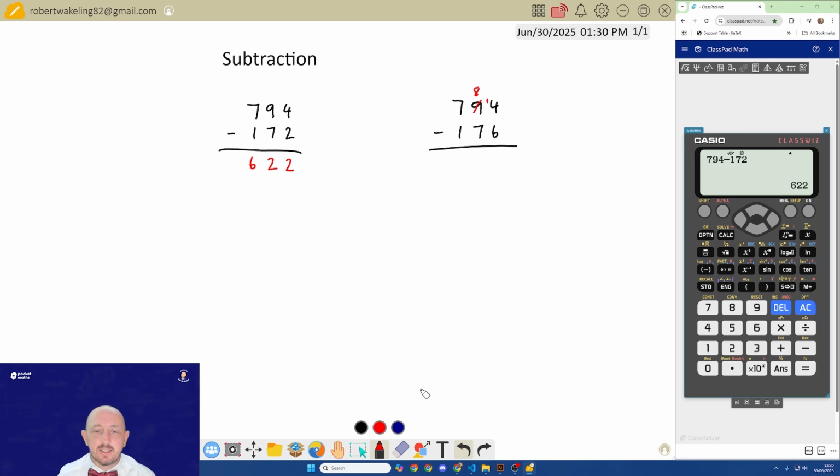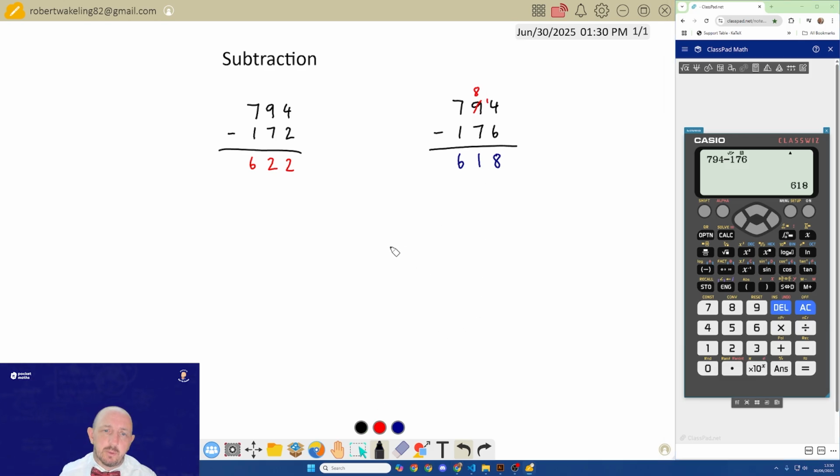14 take away 6 we can now do is 8. 8 take away 7 is 1, and 7 take away 1 is 6, like that. So here I'm just using the arrows to go in and change this slightly. 618, like that. So this concept of borrowing is quite a tricky one at first with subtractions, but what we're going to do is we're just going to take one off the number in front and give an extra 1 to the digit behind here.